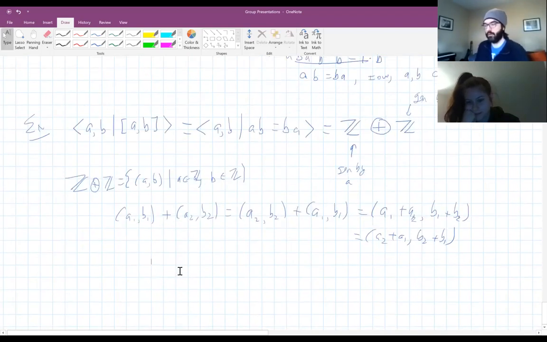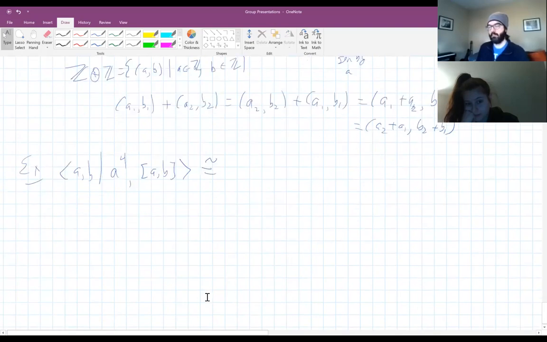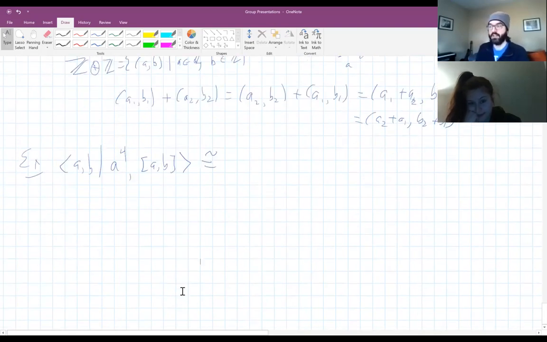Okay, well, what's this one? What group is this? A, B with the relation A to the fourth and the commutator. It has two generators, and the generators commute. And what is this going to tell you? That A to the fourth equals 1. So what group has that property? One generator and A to the fourth is 1.